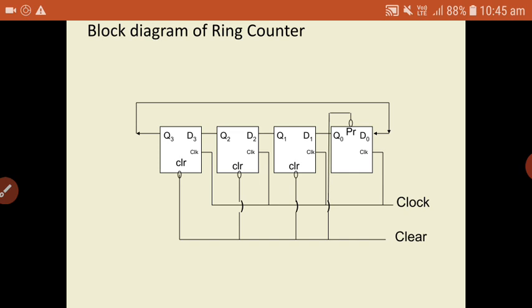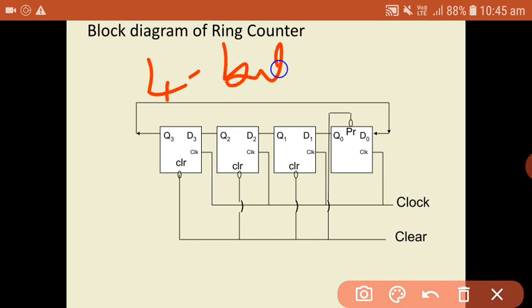So this is the basic block diagram of a ring counter. I can say this is a 4-bit ring counter.